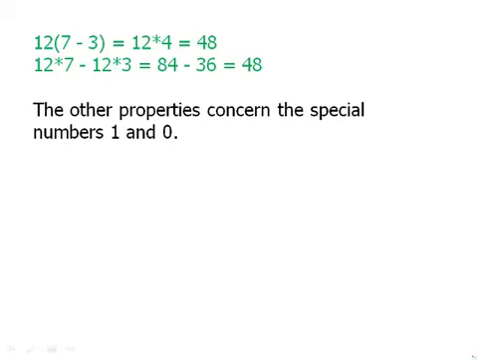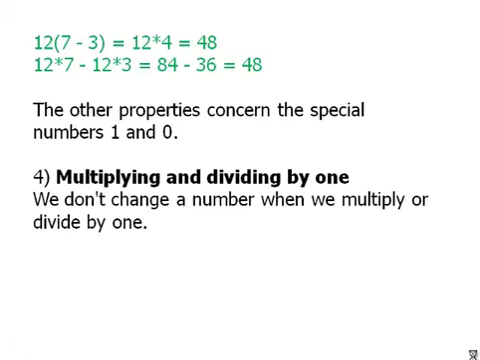There are other properties that concern the special numbers 1 and 0. The first one is multiplying and dividing by 1. Very simple. We don't change a number when we multiply or divide by 1. So we can represent that symbolically this way. A times 1 equals A divided by 1 equals A. Absolutely no change if we multiply or divide by 1.